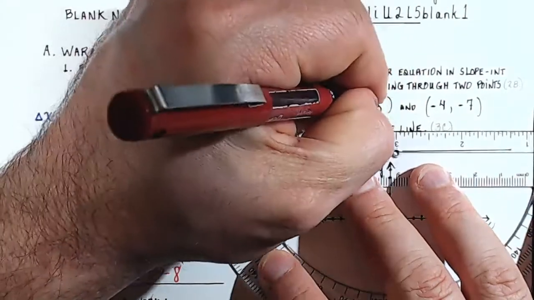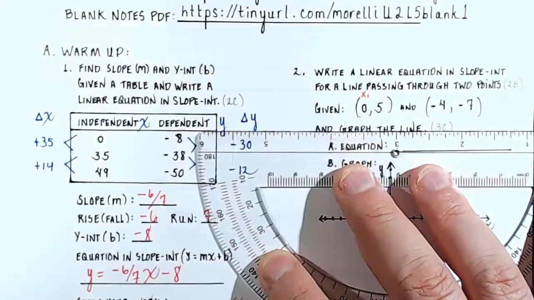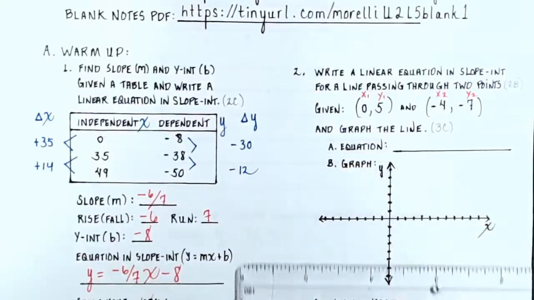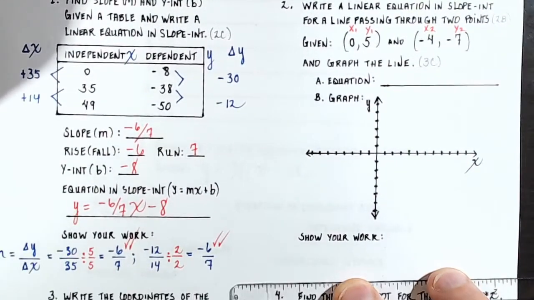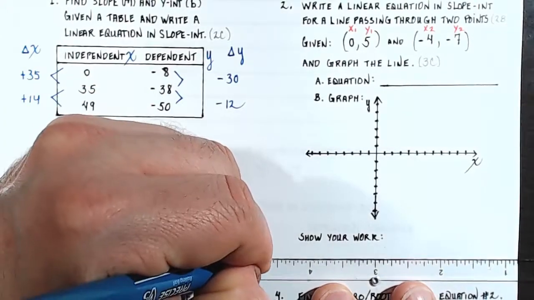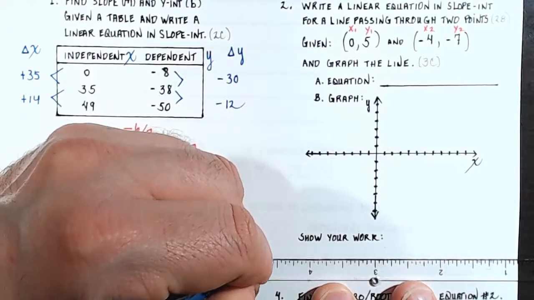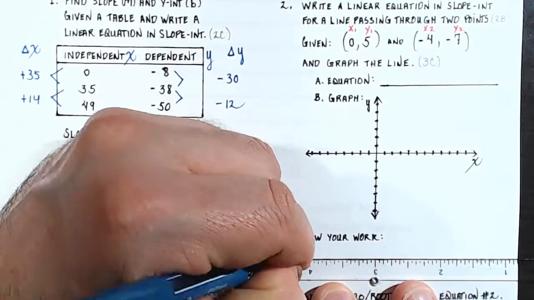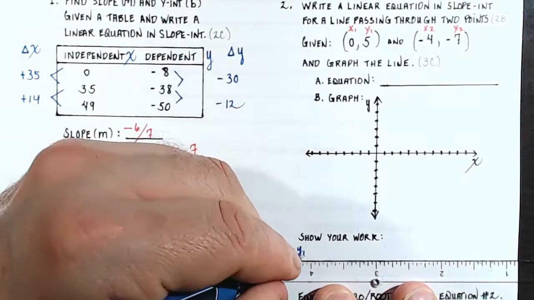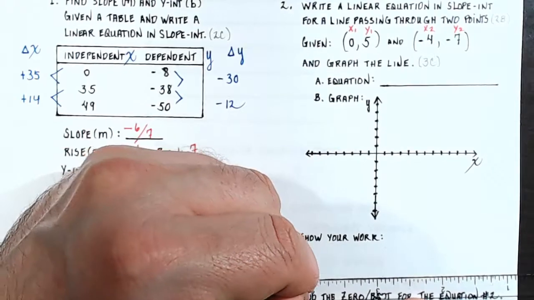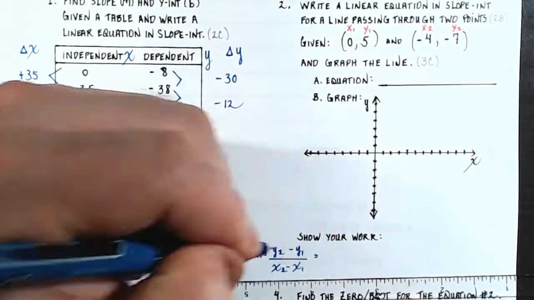I need to label these points x1, y1, x2, y2. Go down here to where I'm showing my work, and let's find the slope. So in this case, we'll use the slope equation. M equals y2 minus y1 over x2 minus x1. And that's why I labeled those points, so I can just plug it in now.